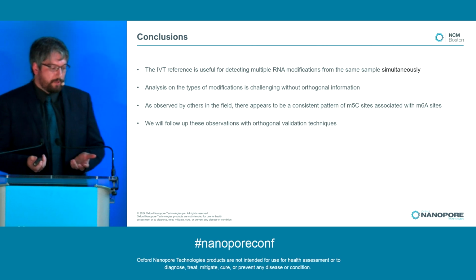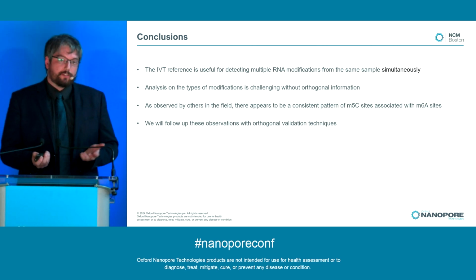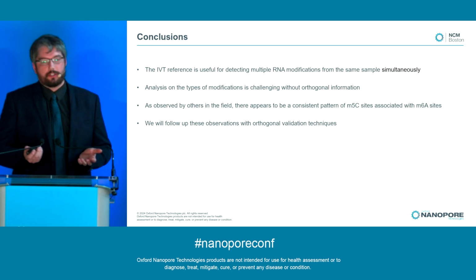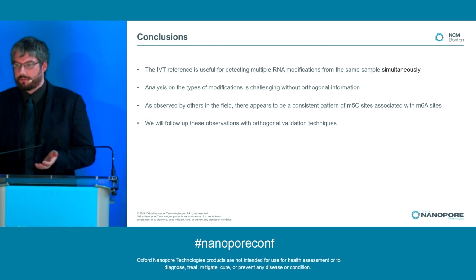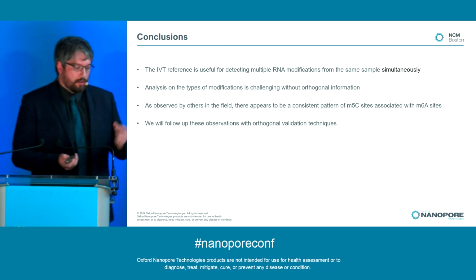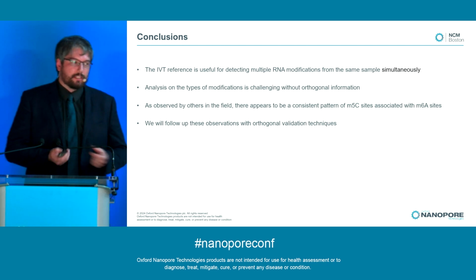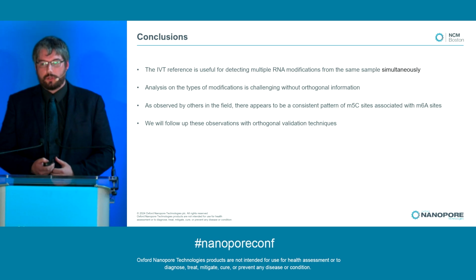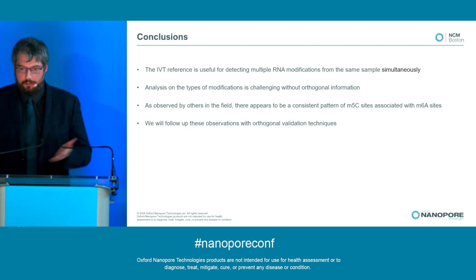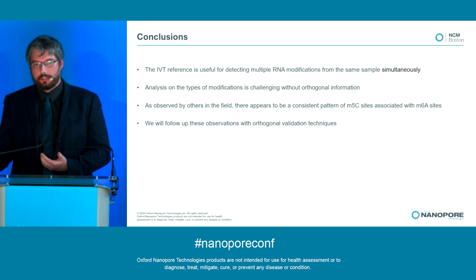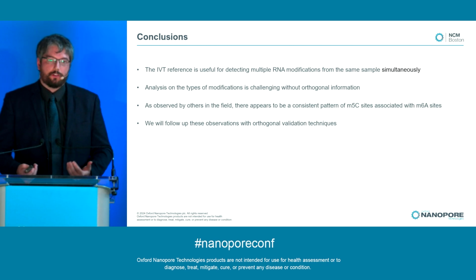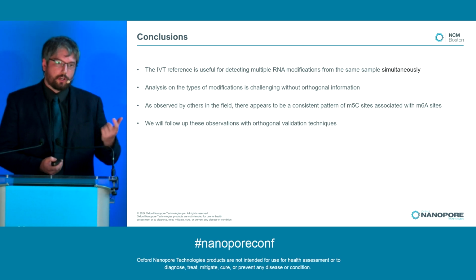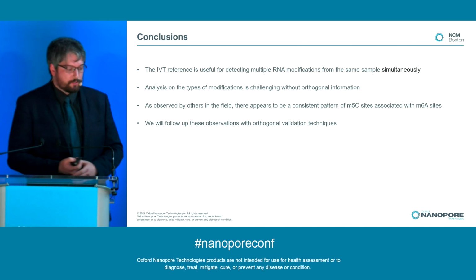And so just to wrap up, the IVT sample can be useful for detecting more than one type of RNA modification simultaneously. But analysis of this data is a little bit challenging because we only know the position and not the identity. So we have to use orthogonal data in order to infer the identity of these modifications, like the sequence context or other annotations.